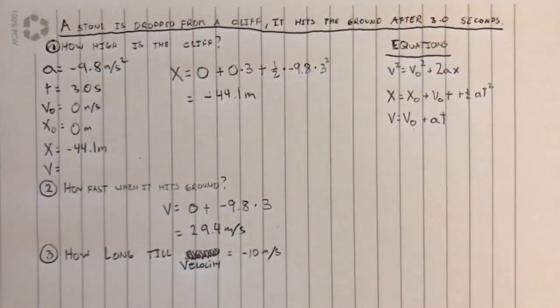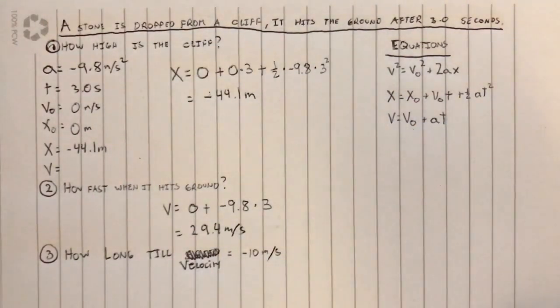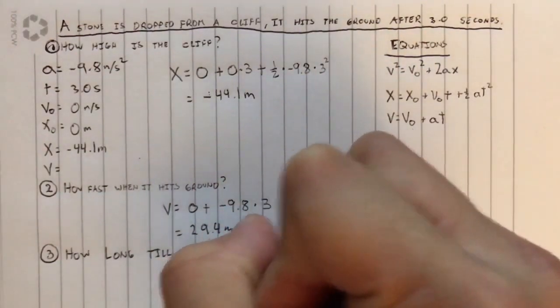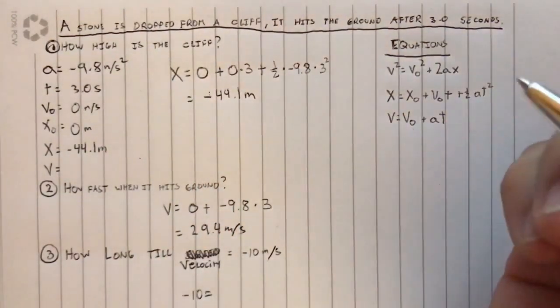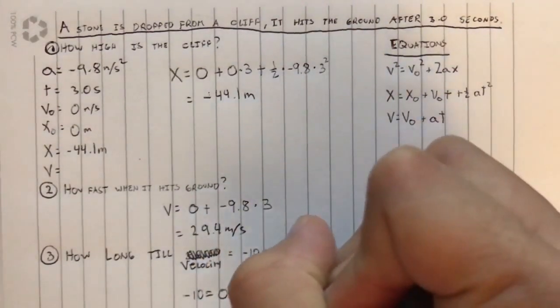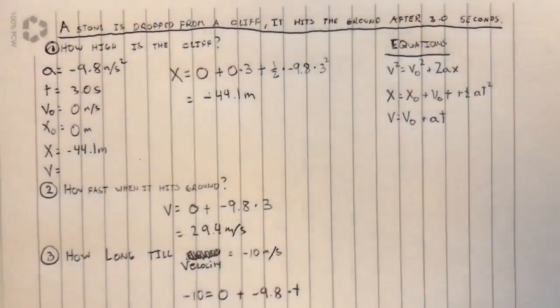Last thing is we want to know how long till the velocity is going downward at 10 meters per second. I'm going to use the third equation to figure this out. So my final speed, I want it to reach 10 meters per second. My initial velocity was 0, plus my acceleration due to gravity, times time.